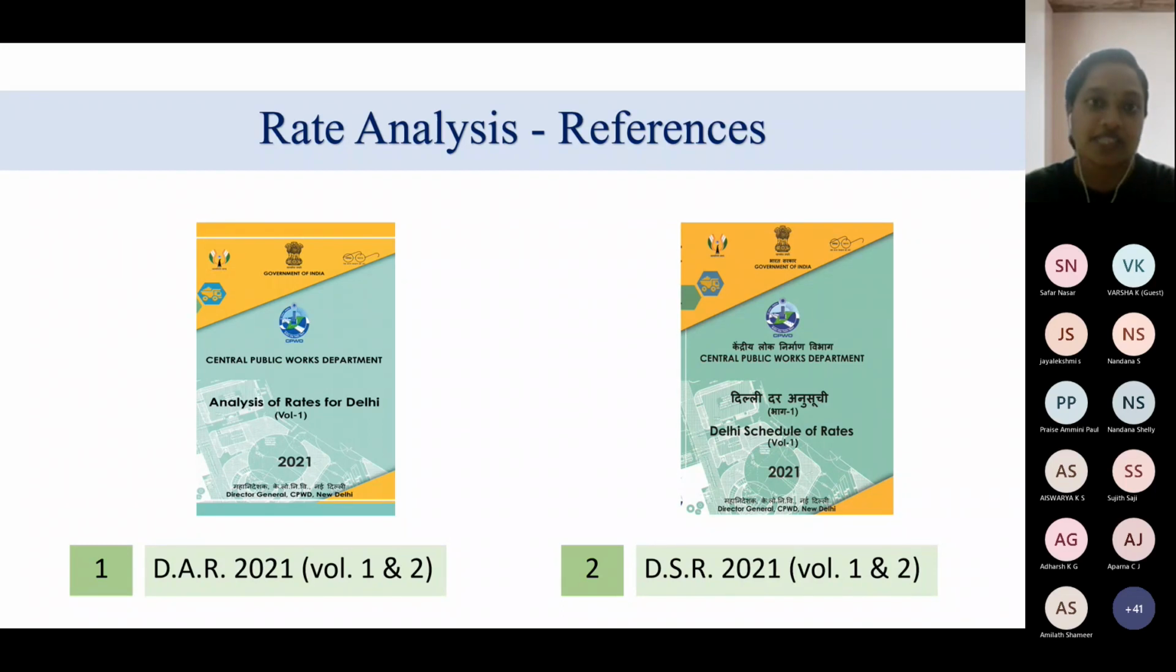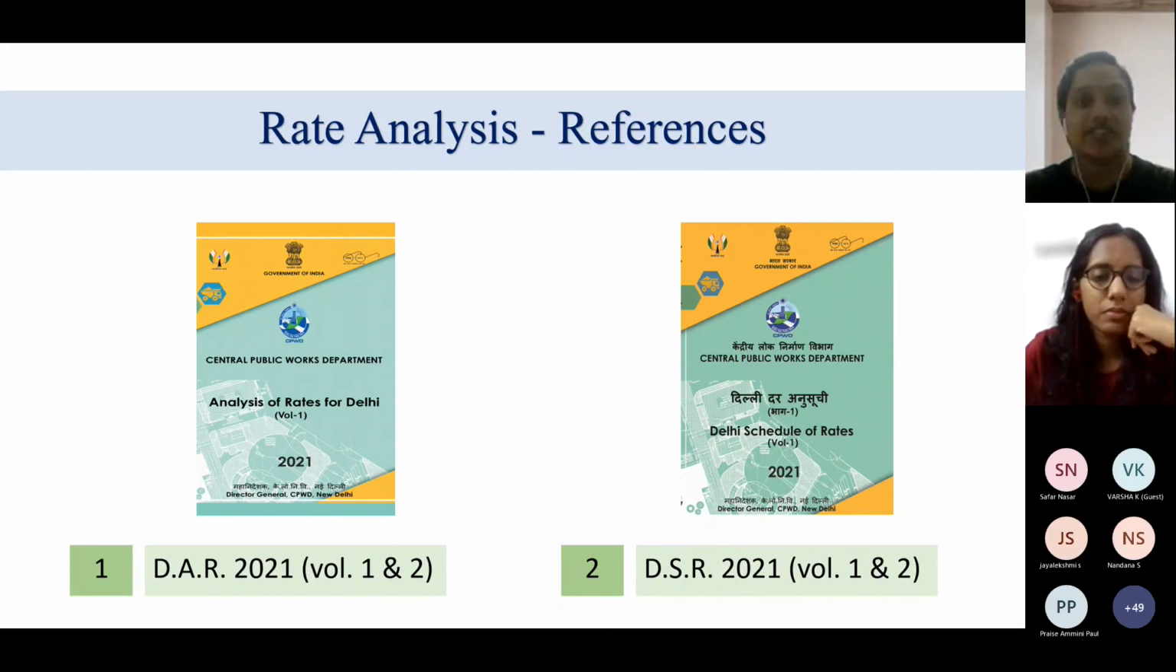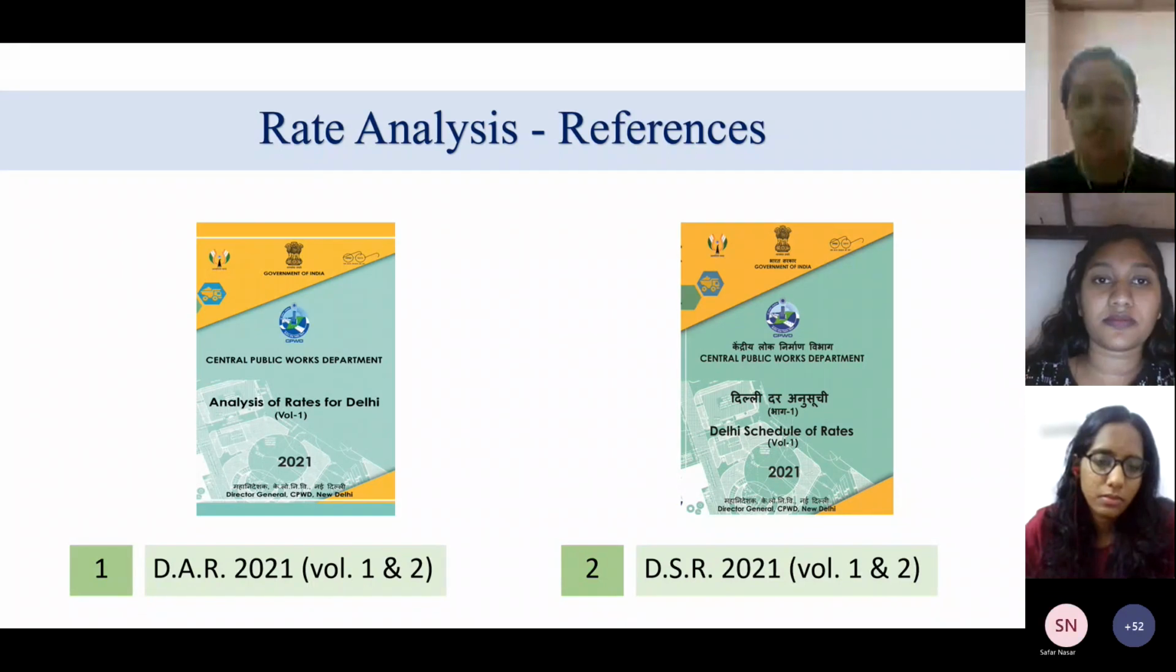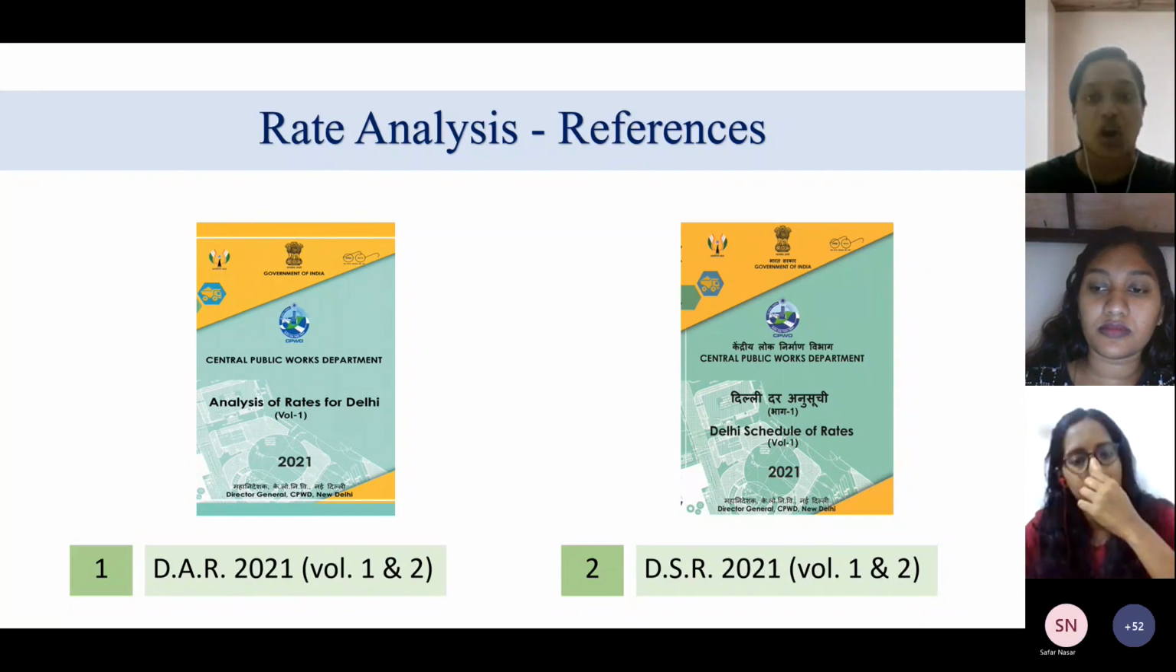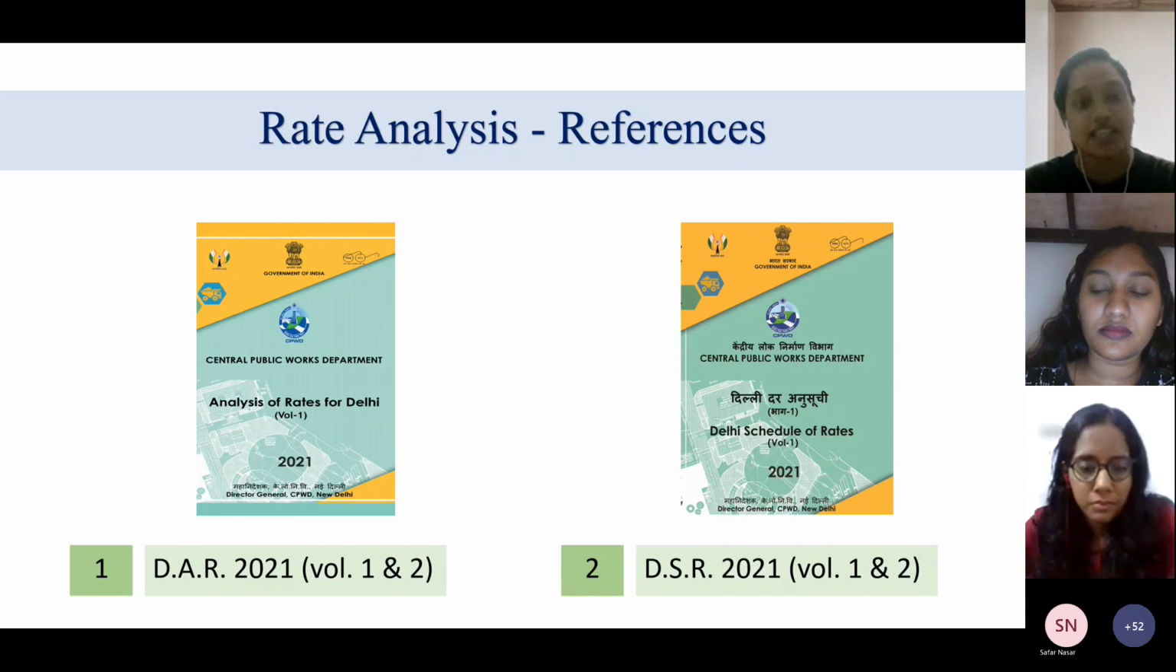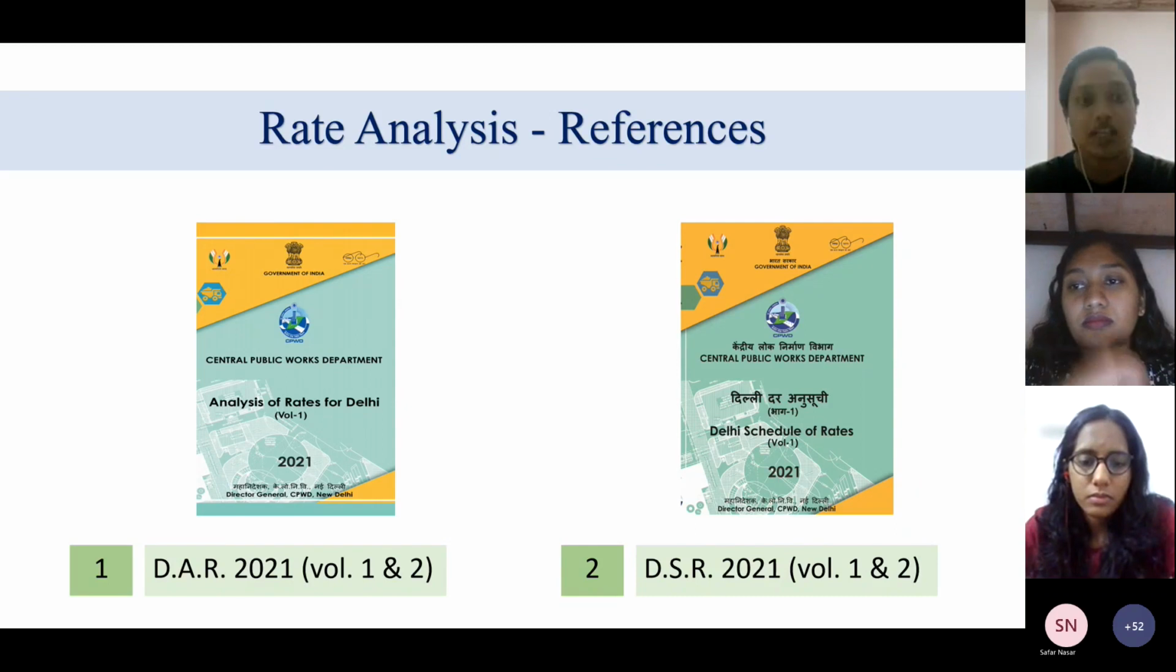Now, coming on to the rate analysis part, as I said, learning everything by heart is not a solution. So knowing the basics is very important. And there are many references which you can rely on in order to get a proper rate analysis. One such reference is the Delhi Analysis of Rates, issued by the Central Public Works Department. You can see the image of the same on the screen. That is shortly called DAR. The volume I have shown is 2021, and that is the latest volume available.